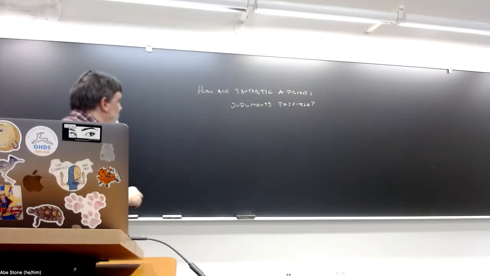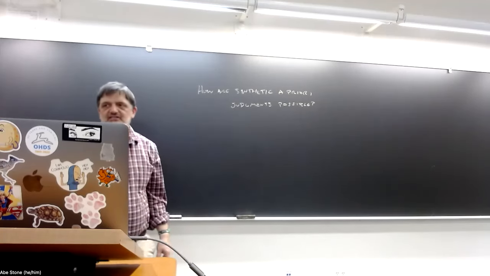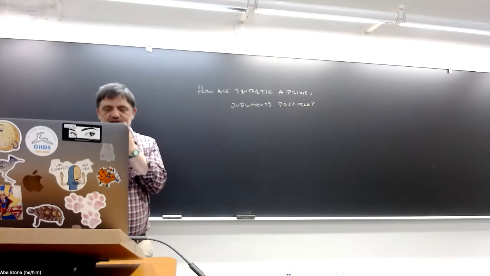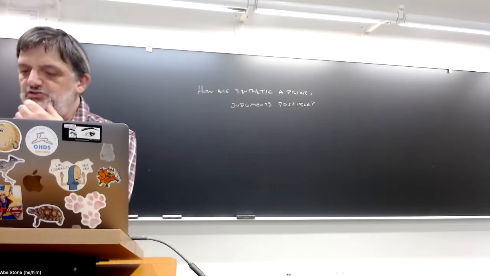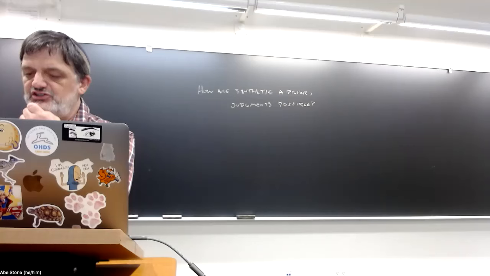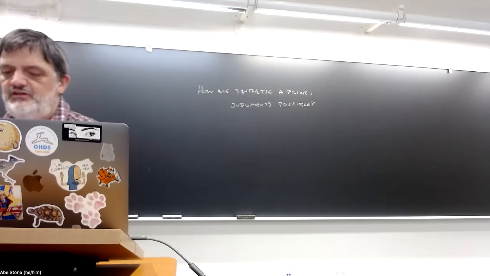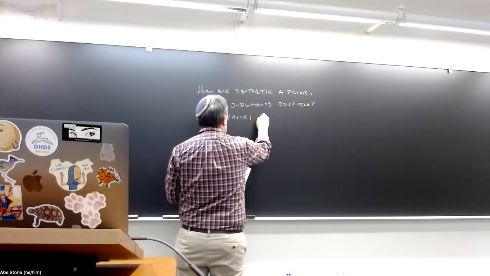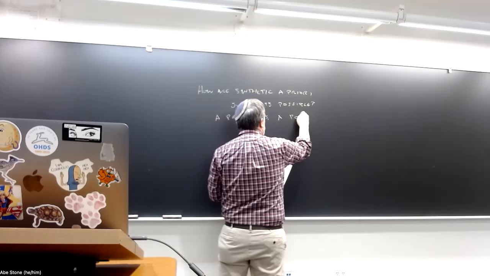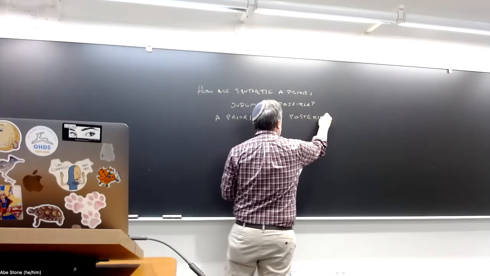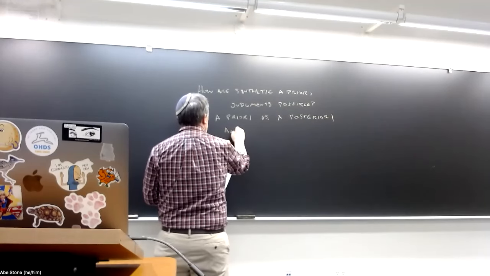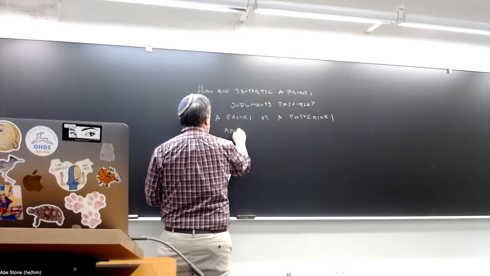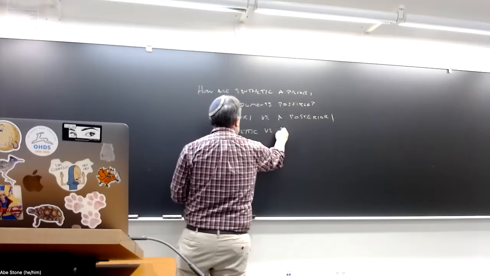So first of all, it's about judgments. I'm going to talk again about what judgments are this time. Second of all, it refers to two different distinctions between different kinds of judgments. Right, so the two distinctions are a priori versus a posteriori and analytic versus synthetic.